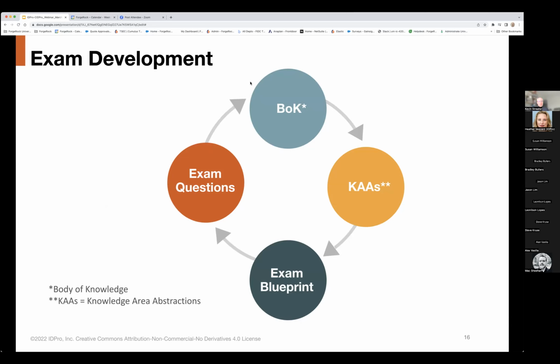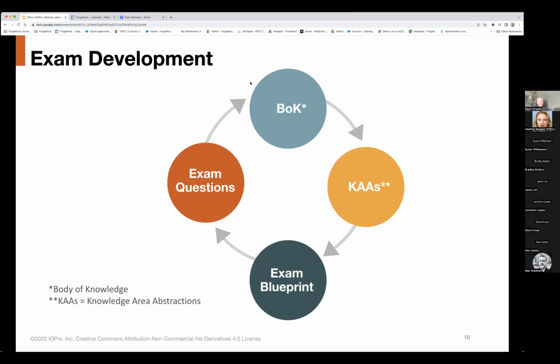But it's not suitable for an exam development project. So we went through a stage of what we call knowledge area abstractions. We've identified the key areas of knowledge across all the BOK articles. Based on that, we were then able to develop the exam blueprint, which is what we use to develop the question bank that you'll be experiencing when you take the CIDPRO exam.